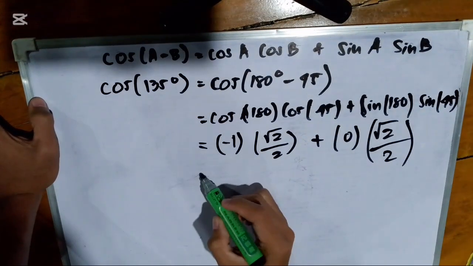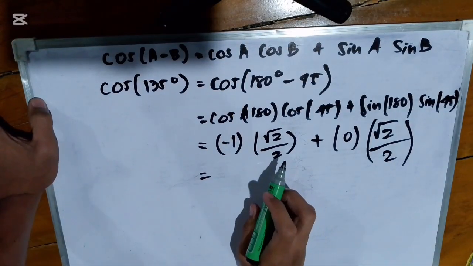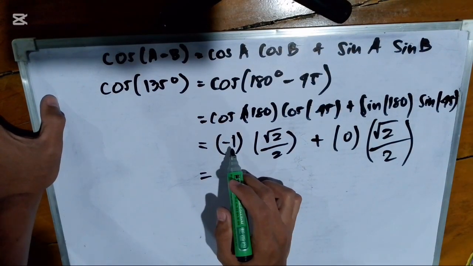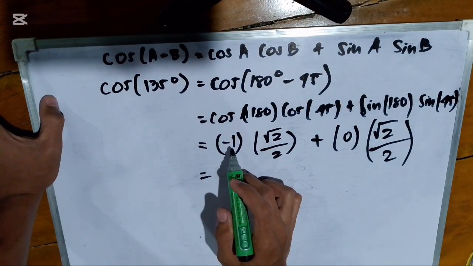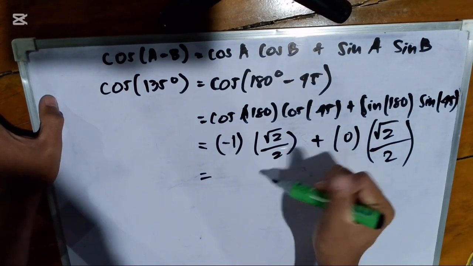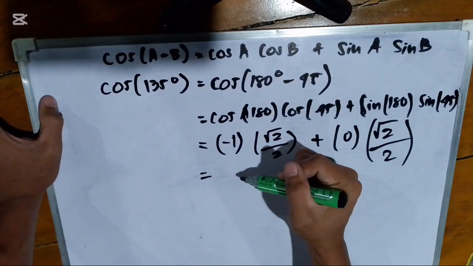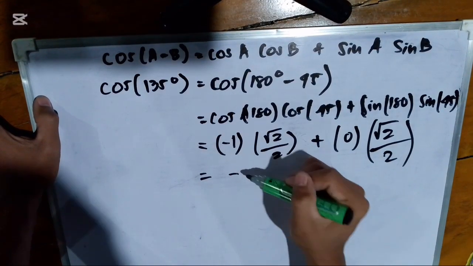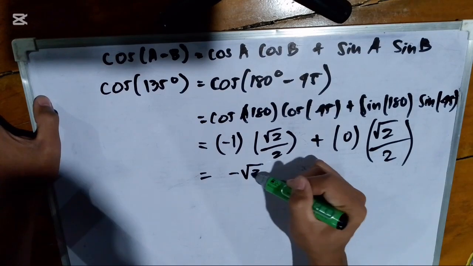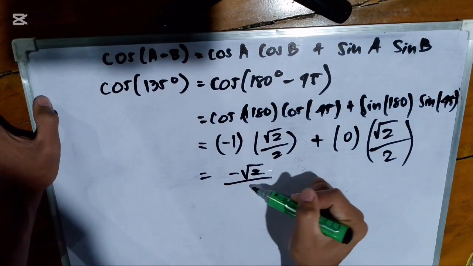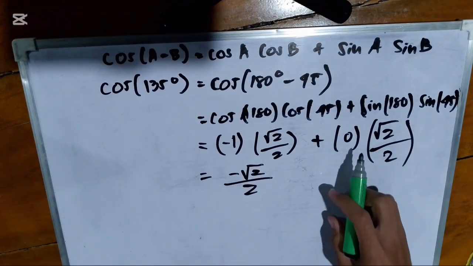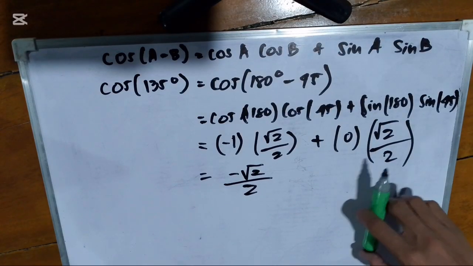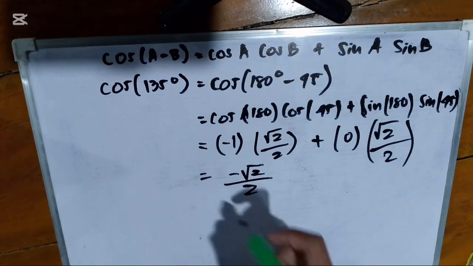Now let's multiply. Negative 1 times root 2 over 2 will be negative root 2 over 2. Now we'll multiply by 0: 0 times root 2 over 2 is 0, and the final answer will be negative root 2 over 2.